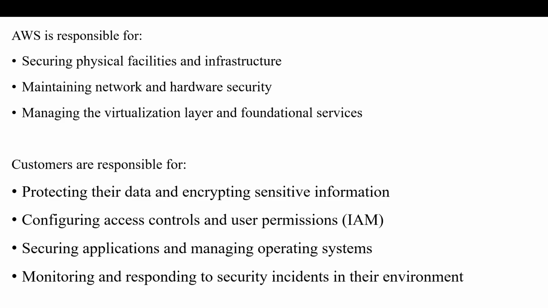AWS is basically responsible for securing physical facilities and infrastructure, maintaining network and hardware security, and managing the virtualization layers and foundation services. Customers are responsible for protecting their data, encryption, and sensitive information, configuring access control and user permissions, which is called IAM, securing applications and managing operating systems, and monitoring and responding to security incidents in their environment.